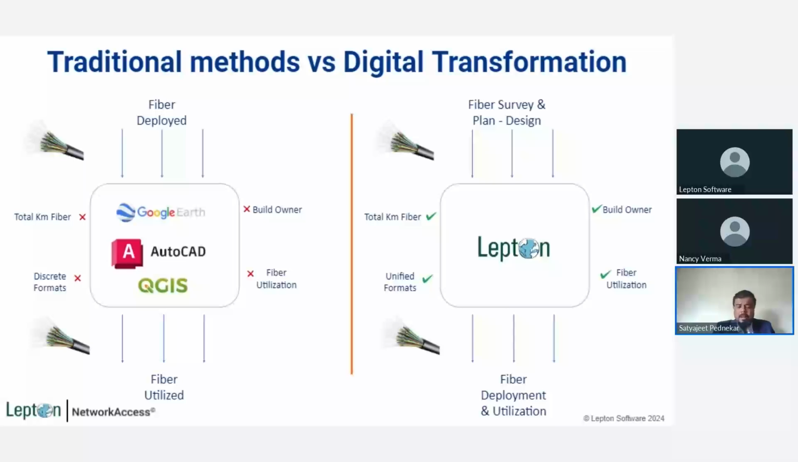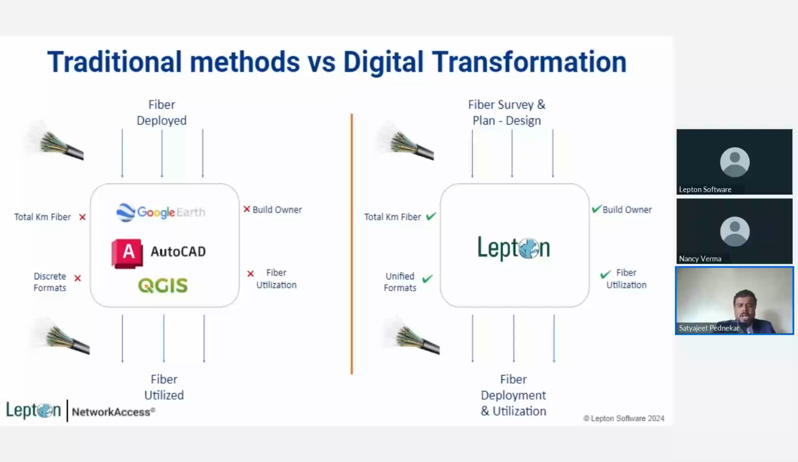And then it's unified format. I mean, all the reports get extracted from the tool in a unified way. All the organization is using the same way. So this is basically the evolution of digital transformation you can achieve with the help of Lepton.